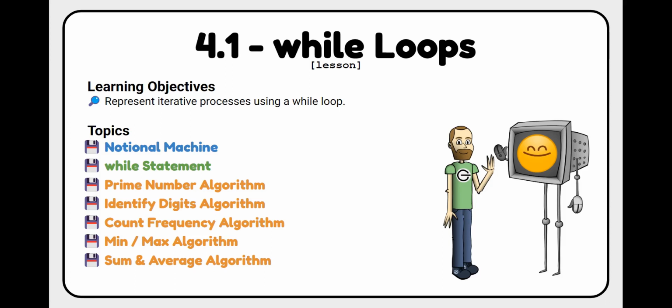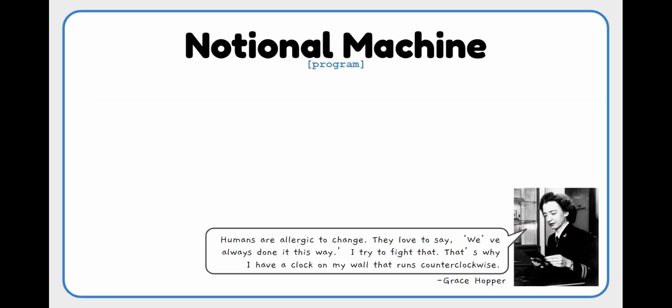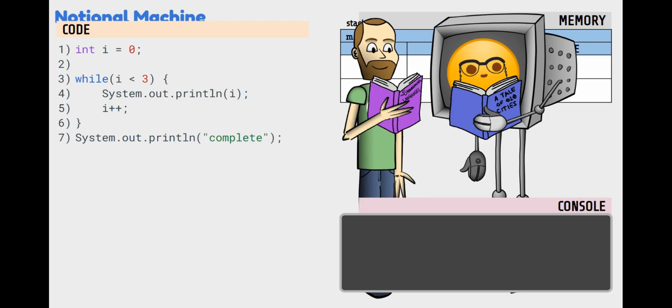Today on the program, we're going to be starting Unit 4. A whole new world of code opens up for us in Unit 4. We're starting off on 4.1, while loops. We're going to get started with a notional machine.